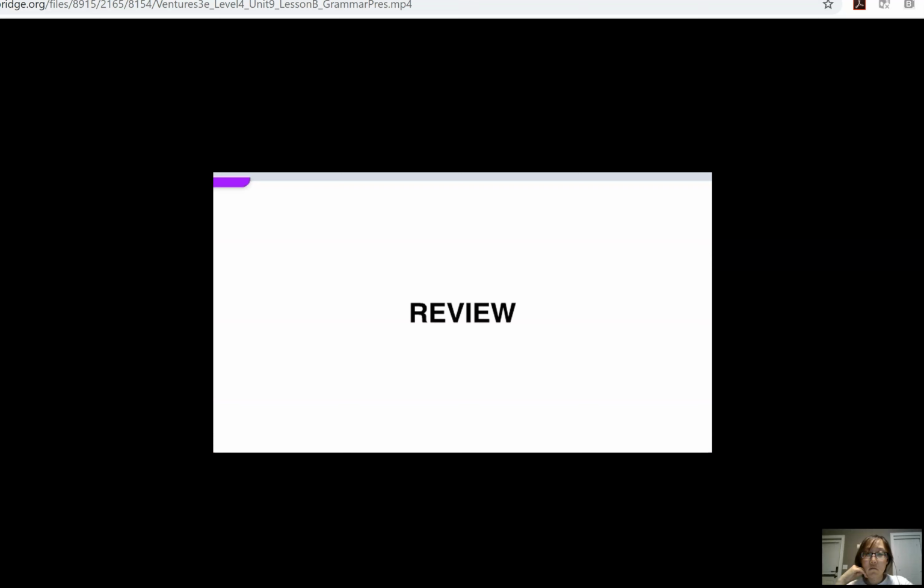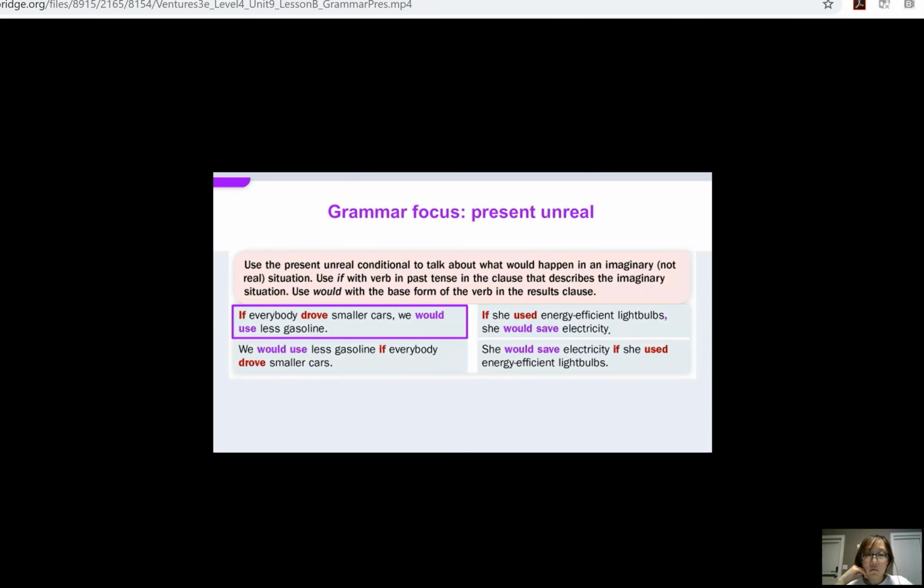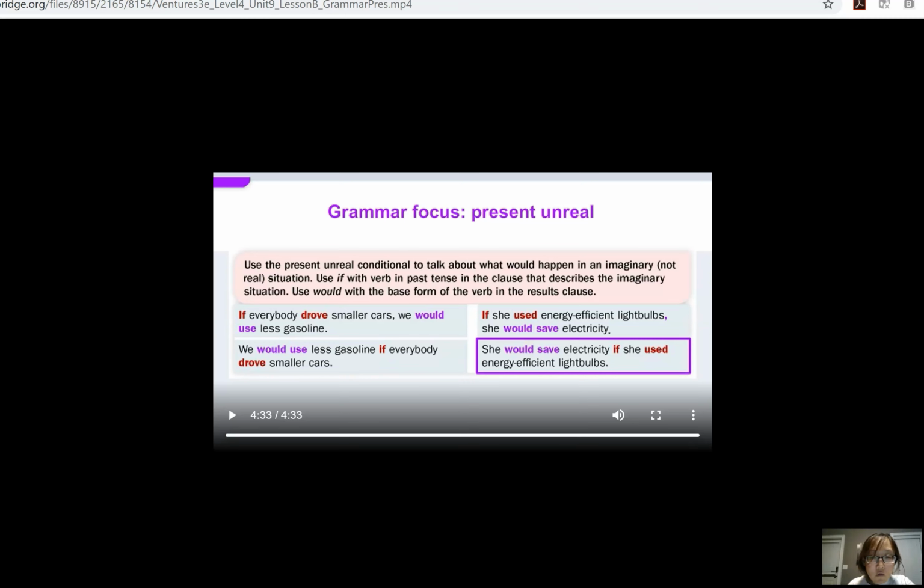Let's review. If everybody drove smaller cars, we would use less gasoline. If she used energy-efficient light bulbs, she would save electricity. We would use less gasoline if everybody drove smaller cars. She would save electricity if she used energy-efficient light bulbs.